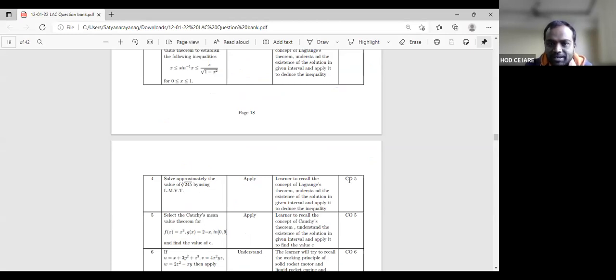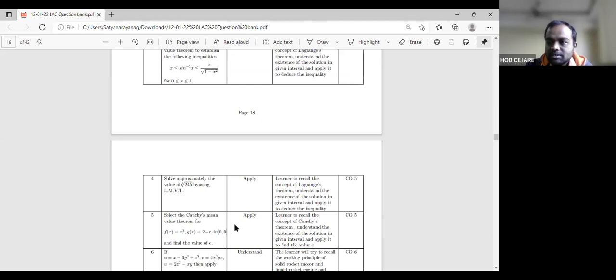See, the fourth question is Lagrange's mean value theorem. You can define this. And next, the fifth one is Cauchy's mean value theorem: f of x is equal to x cube and g of x is equal to 2 minus x in the closed interval 0, 9, and find the value of c.